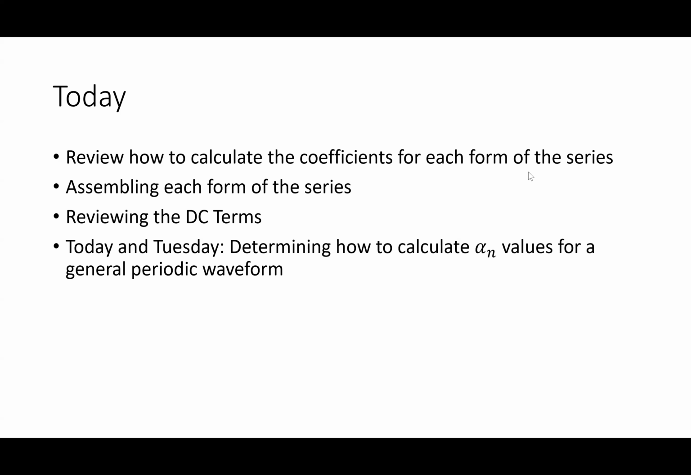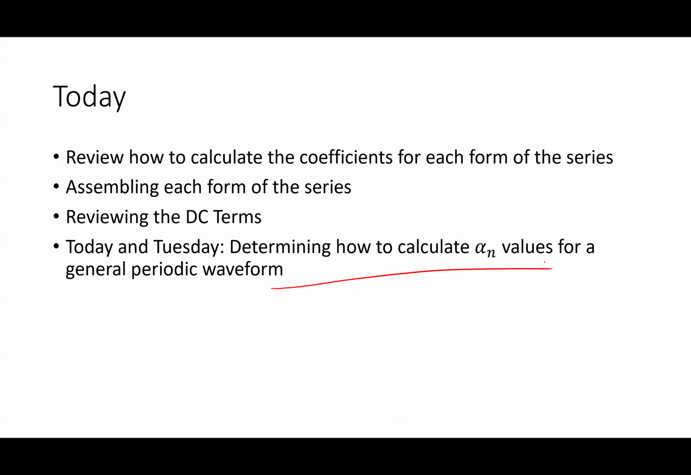So today what we're going to do is finish up what we had been doing, which is figuring out how to calculate the Fourier coefficients for each of the forms of the Fourier series. We're going to assemble the series, meaning I'm actually going to use the individual components to build the waveform. And then we're going to talk today and next week about how you actually calculate the values for an arbitrary waveform. It's like I was showing you for a square wave, right?